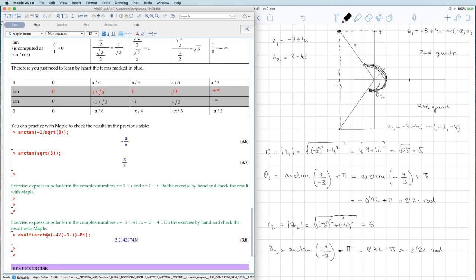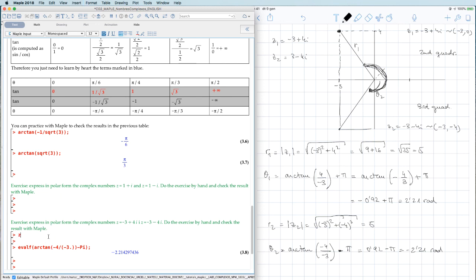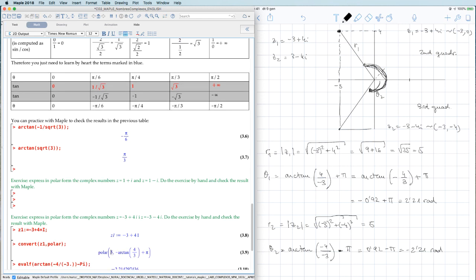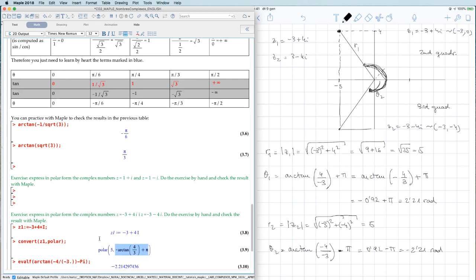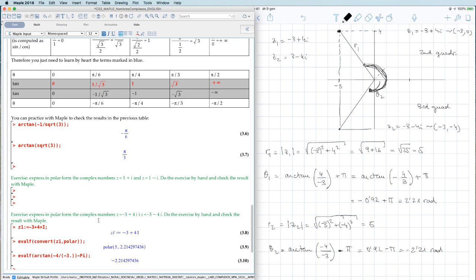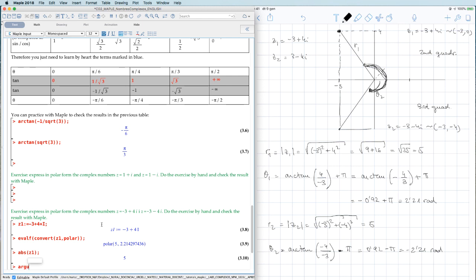Okay, so let's check the results with Maple. In this case, I'm going to define z1 as minus 3 plus 4i, and I'm going to directly convert this number to polar. Okay, so as you can see, we get the modulus. The argument is not given as a standard angle because this is not one of the angles that we know. So then we can do evalf so that we get this one. Of course, we can also compute it step by step using the abs command or the argument command.